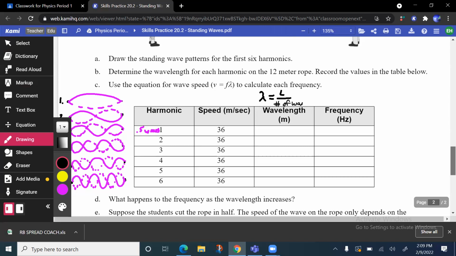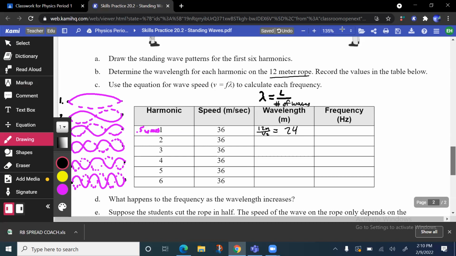Okay, so the length is going to be a 12-meter rope. So what we're going to do is divide 12 meters by half a wave, and the first wavelength is 6 meters long. Oh, I'm sorry, that is not correct. Dividing by half is multiplying by 2, so the first one would be 24 meters.